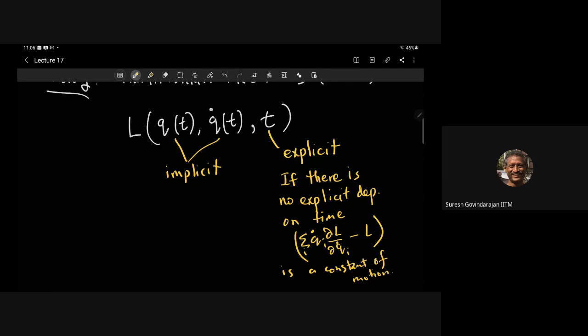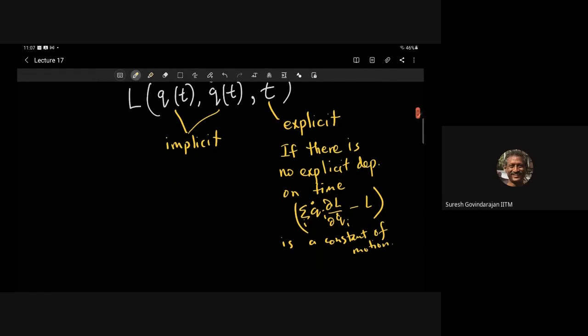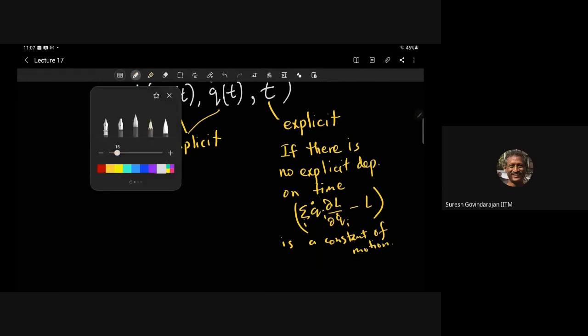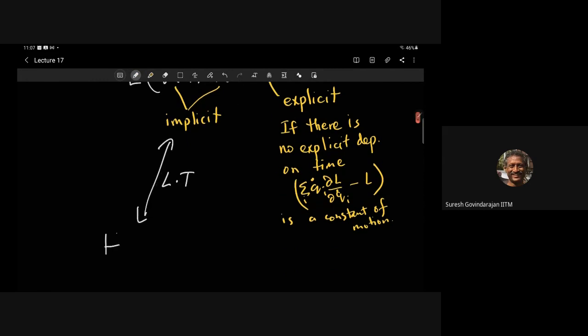Okay, so now what is your question? Sir, I'm asking, since we identified p as ∂L/∂q̇, and we inverted q̇ in terms of p, from this we did a Legendre transform. So let's do that again. We saw that you can go back and forth, do a Legendre transform, and we got H, which is a function of q(t), p(t), possibly with explicit time dependence also.